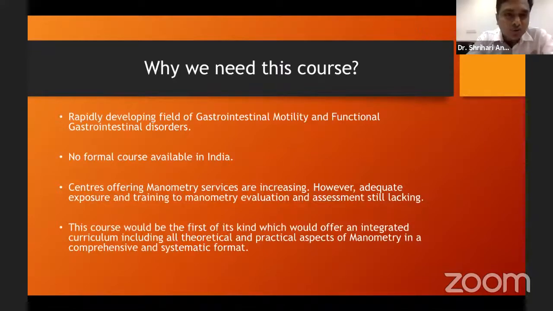Why do we need this course? The field of gastrointestinal motility and functional GI disorders is growing very rapidly. Unfortunately, as of now there is no formal course available for learning these disorders or GI motility in detail in almost any of the centers. The centers offering manometry services are increasing, however adequate exposure and training in manometry evaluation and assessment is still lacking. We think this course would be the first of its kind, offering an integrated curriculum including all theoretical and practical aspects of manometry in a comprehensive and systematic format.